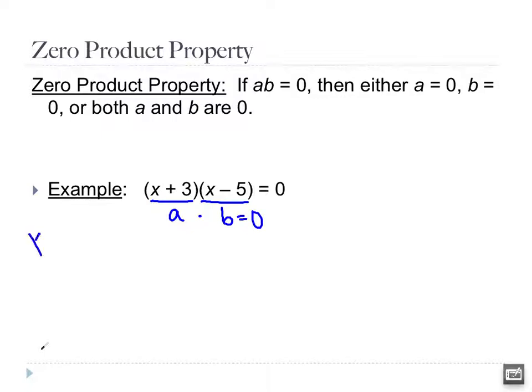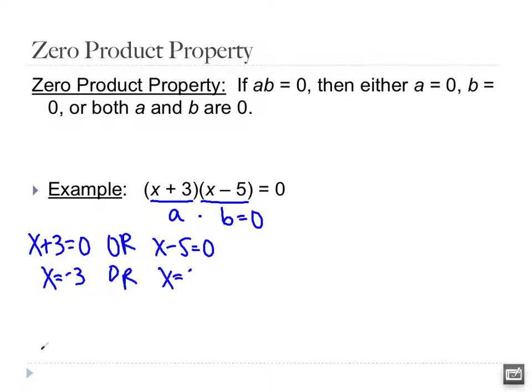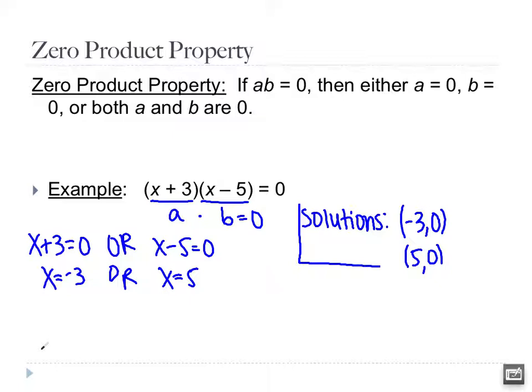Because of that, either x add 3 is equal to 0, or x subtract 5 is equal to 0. Solving the first equation for x, I get x equals negative 3, or x equals 5. As when we solved by graphing, your solutions need to be written as ordered pairs. So the first one is (negative 3, 0). The second one is (5, 0). Remember, we're looking for the points where y is equal to 0. So your solutions are always going to have y equal to 0.